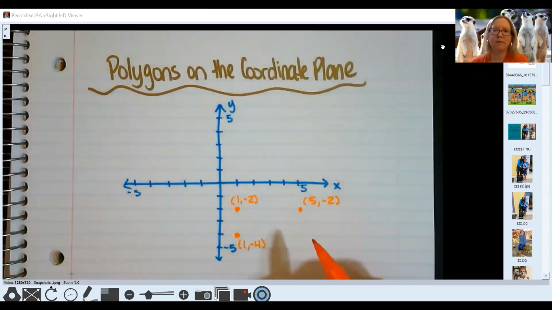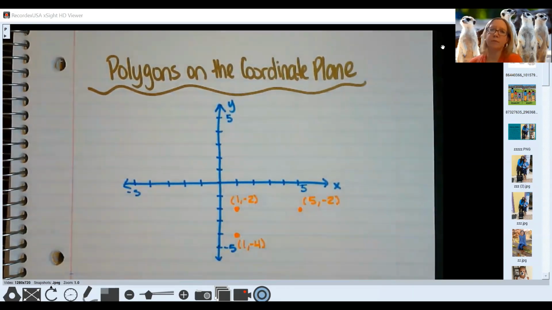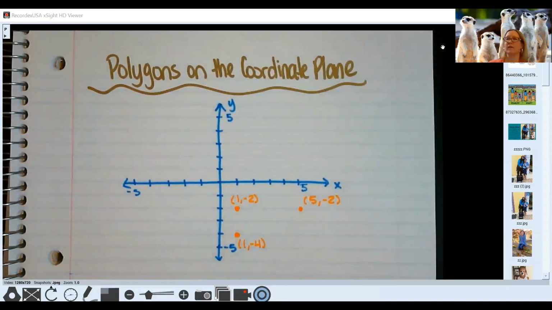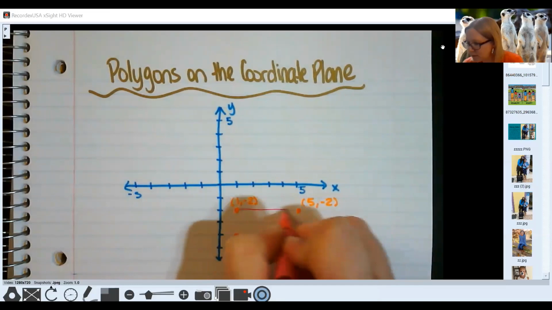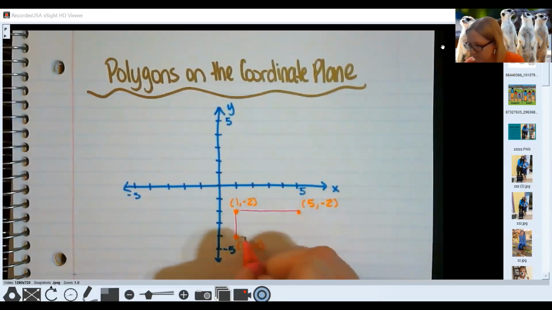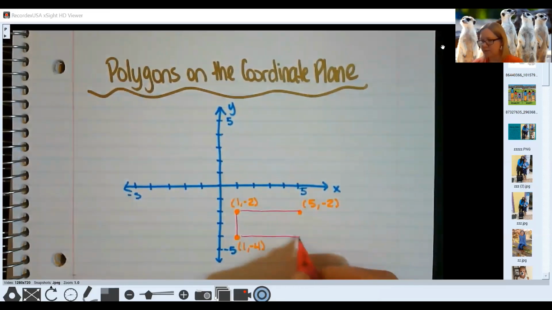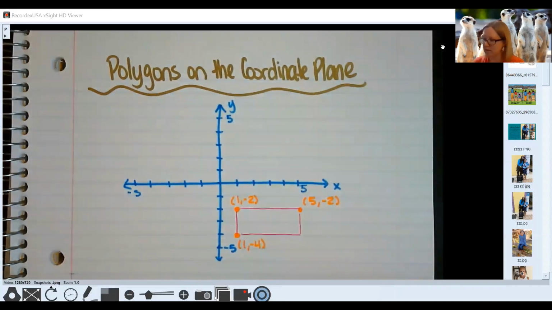So again, you might be given a problem like this where it says, okay, if these are 3 points of a rectangle, what would the fourth point be? Well, looking at a rectangle, it's kind of easy just to eyeball it and figure out where it would be. If I were to draw the lines in to see where my rectangle would be, I can see it would be right here.